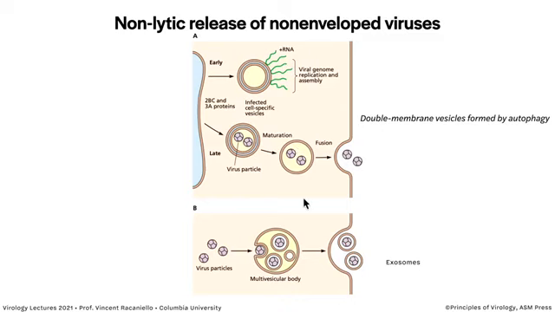It's also been clear that some non-envelope particles can be released within exosomes. So as you know, all cells make exosomes. They're vesicles released from multivesicular bodies. They're released at the plasma membrane. They contain RNAs and proteins and DNAs, and they're a way of cells communicating with each other. And viruses can get trapped in them and be released as they're released from the cell.